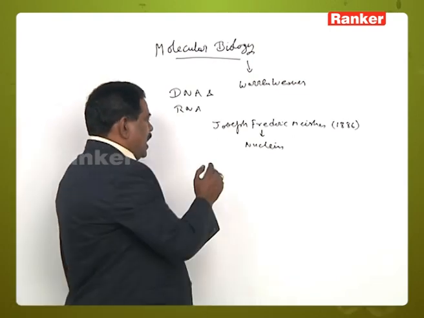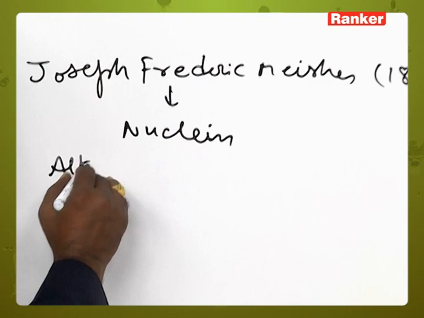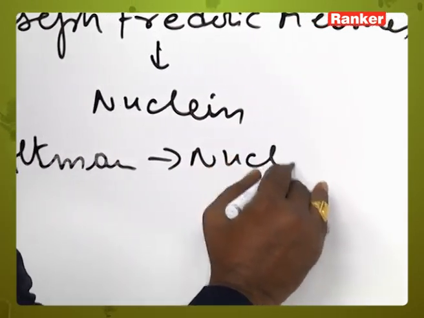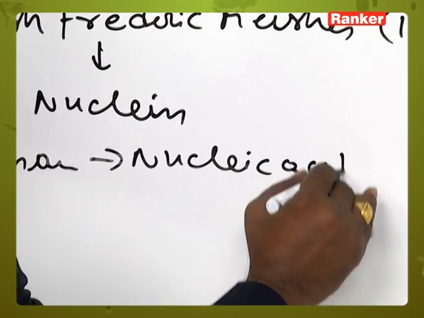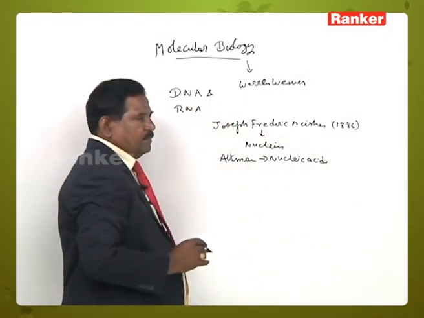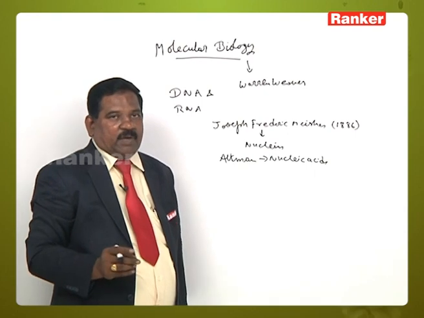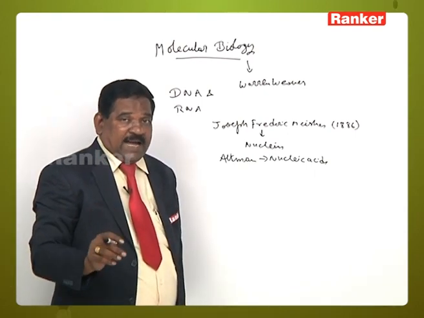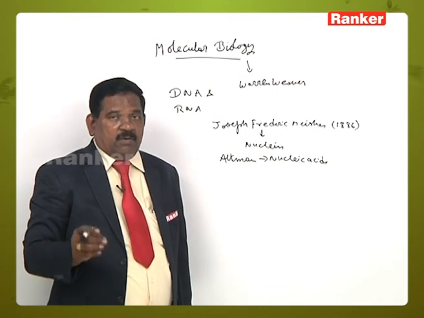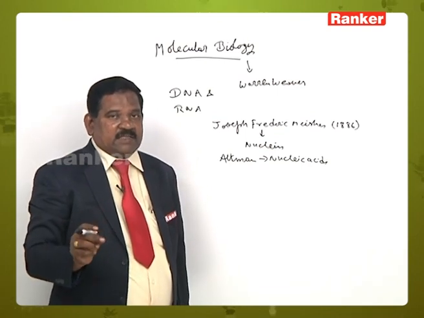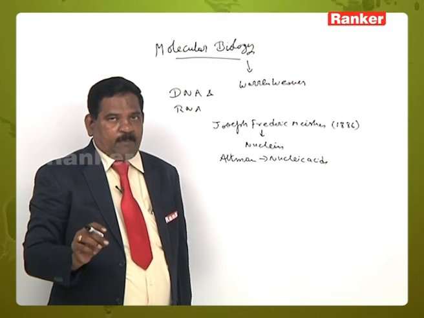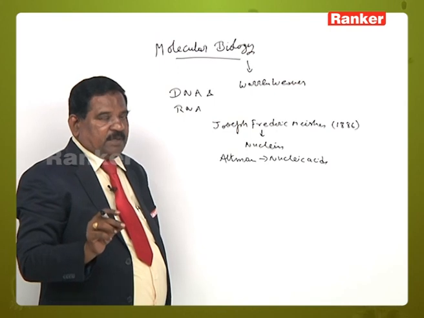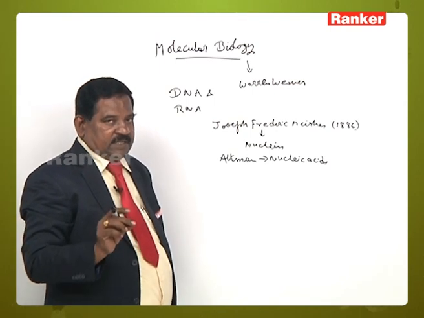Later, Altman coined the term nucleic acids. The term nucleic acid was coined by Altman. The acidic nature of nucleic acid is mainly because of the presence of phosphoric acid, which we generally call phosphate.